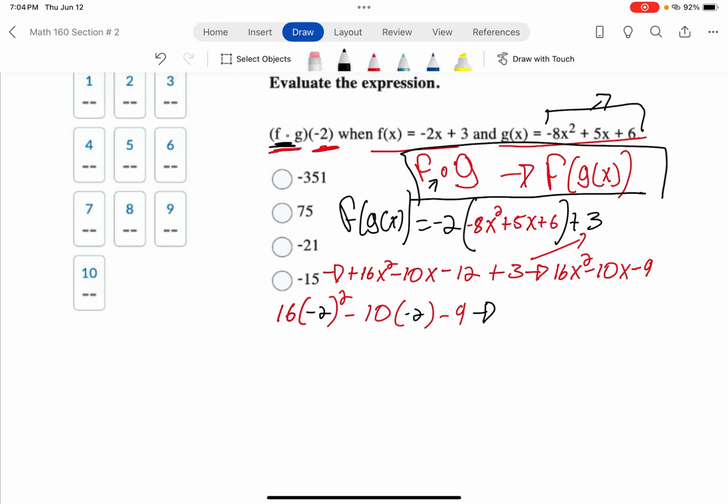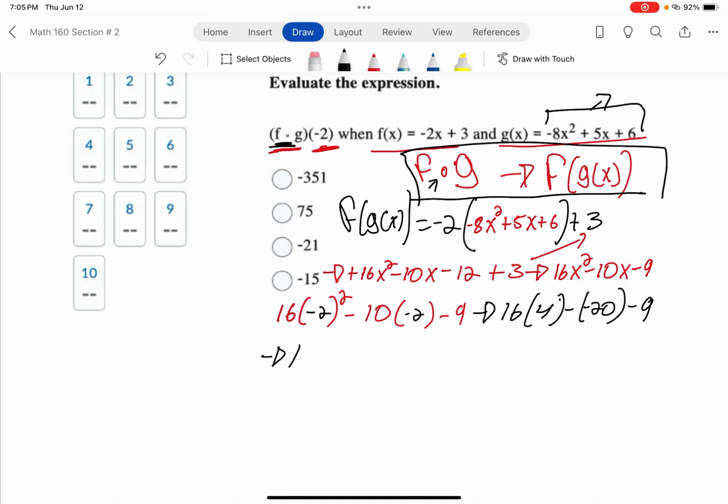I will continue here. When I say first order of operations, power is first. It will be 16 times minus 2 to the power of 2. This will be 4. And remember, when you are looking for the power of 2, the square of a negative number, it will be positive. So it will be positive 4 minus 10 times minus 2. How much is this? It will be first minus 20. Don't forget about the minus, because now you have two minuses. Minus 20, and then minus 9.